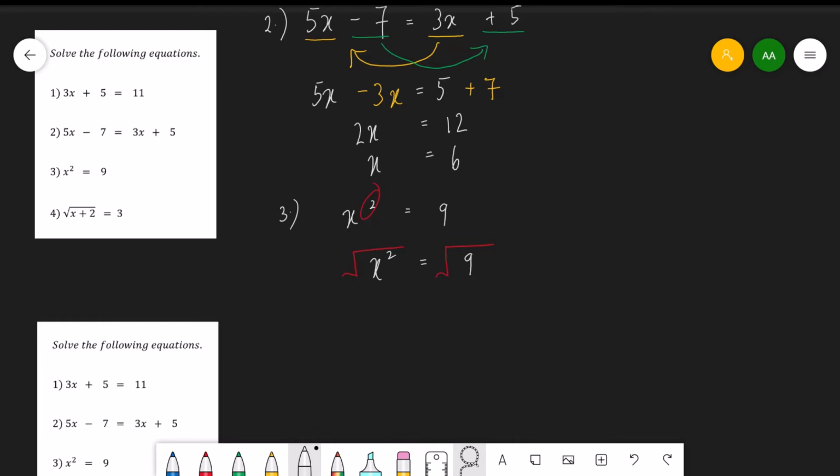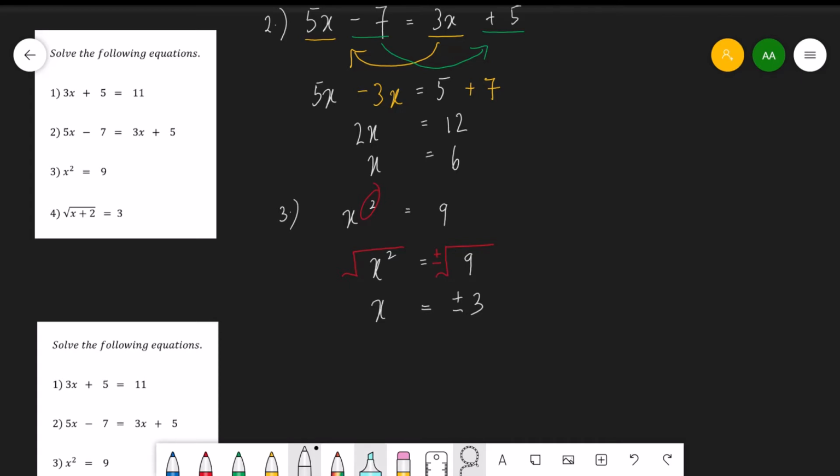On the left hand side, you get x already. So what happens on the right hand side? Every time you apply a square root, we must remember to add the plus and minus, or positive and negative. Now the square root of 9 equals 3, so x equals positive or negative 3.